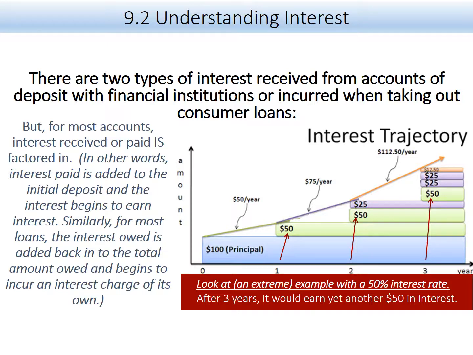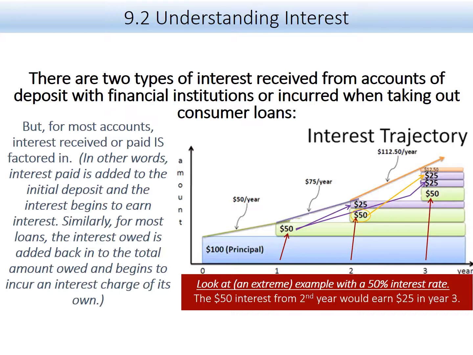But that's not the end of the story, because the $50 that you earned in year one now begins to earn interest itself. So if it's $50 in year two, it will earn its own 50% interest, which is another $25. So you'd earn another $25 in year two. And that amount would earn another $25 in year three. And as you can see, as you move forward, not only is the principal earning interest, the interest itself begins to earn interest. And that's the idea of compound interest and how it differs from simple interest.